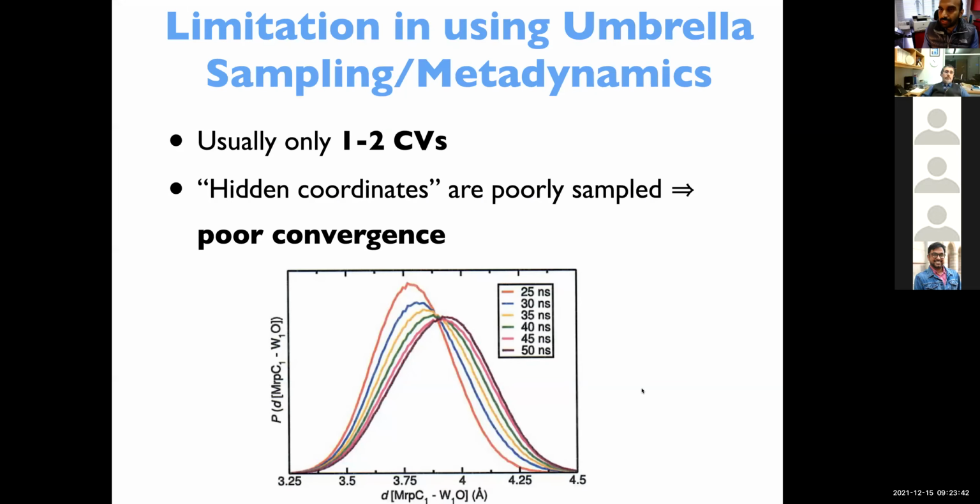But the issue with these techniques, which are pretty popular today, both umbrella sampling and metadynamics, is that we are restricted to very few collective variables. In practice, usually 1 or 2 collective variables is what people use. But we know that if there are hidden coordinates, things get poorly sampled, and that leads to very poor convergence. This is a very typical issue that all of us face in umbrella sampling. You can see that the distributions are converging very, very slowly.